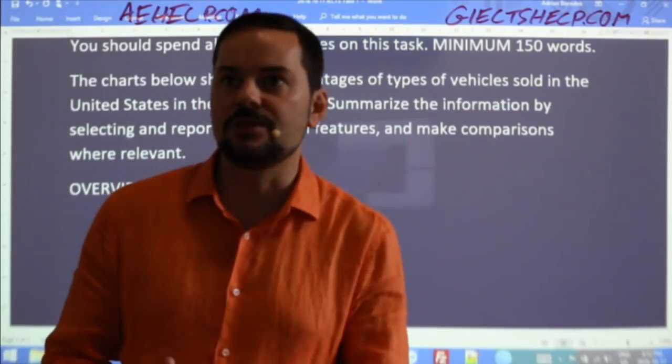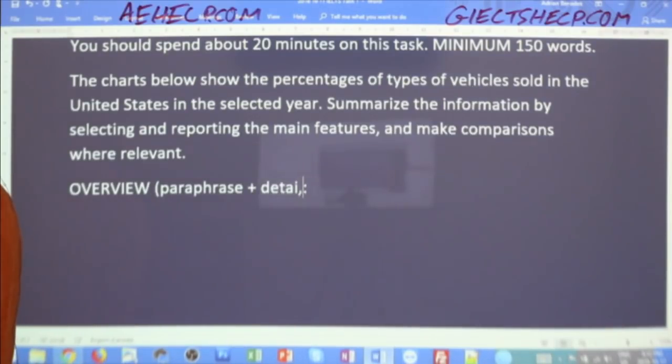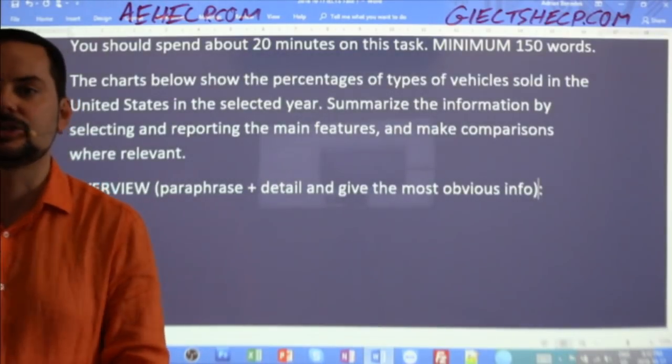So careful with that. So you want to paraphrase plus detail and give the most obvious info. Okay, that's your overview. That's what your overview contains. That's your first paragraph.